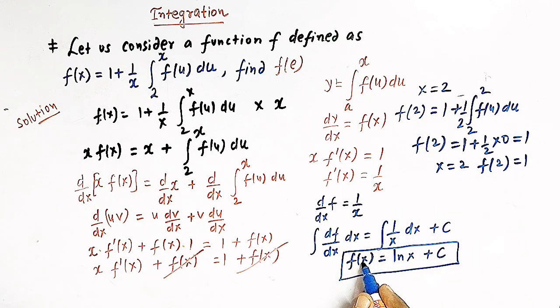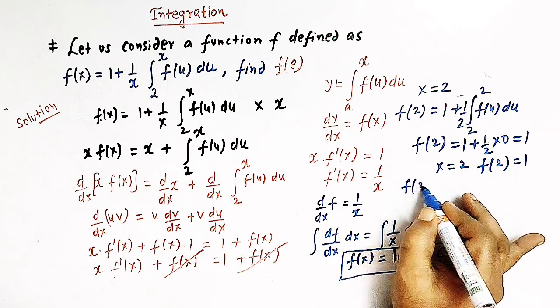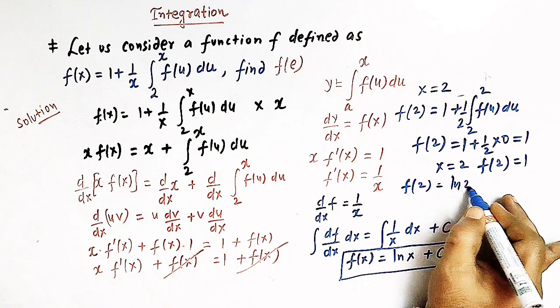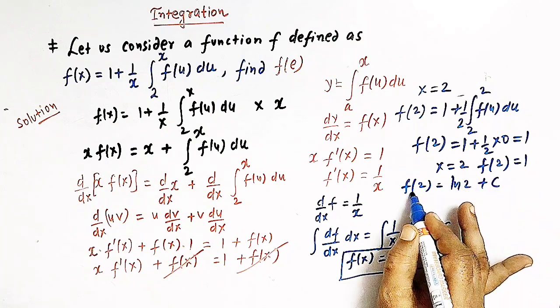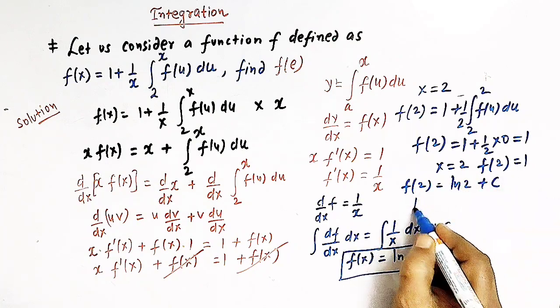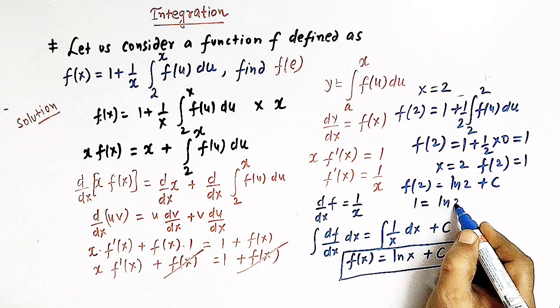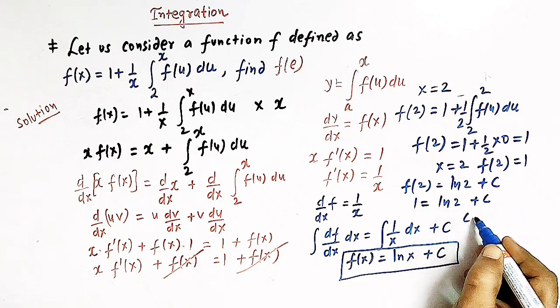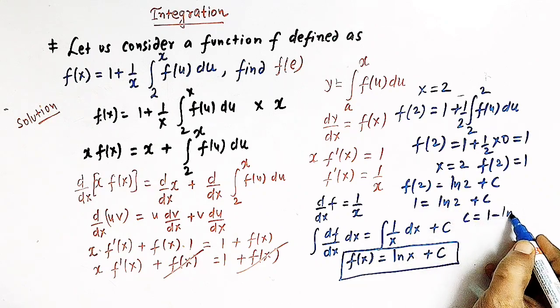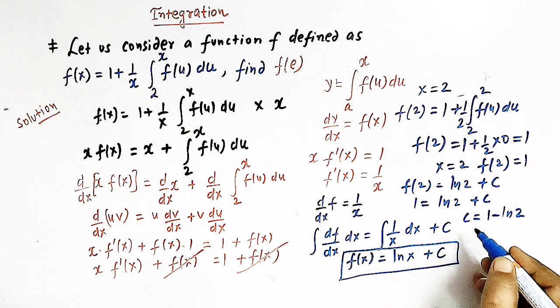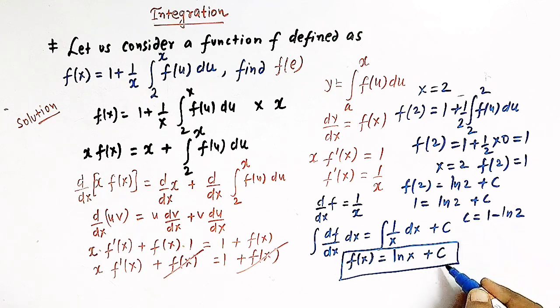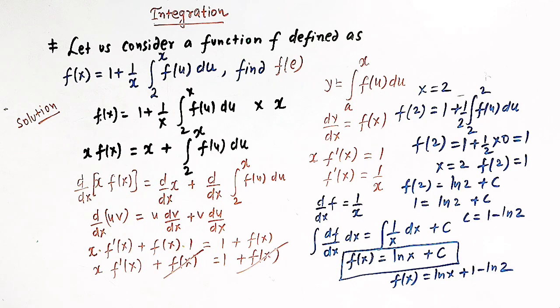So here taking x is equal to 2, we have f of 2 is equal to natural log of 2 plus c, and f of 2 is 1. So here we have 1 equal to natural log of 2 plus c. So c is equal to 1 minus natural log of 2. So taking this value of c in this equation, we can now write f of x is equal to natural log of x plus 1 minus natural log of 2.